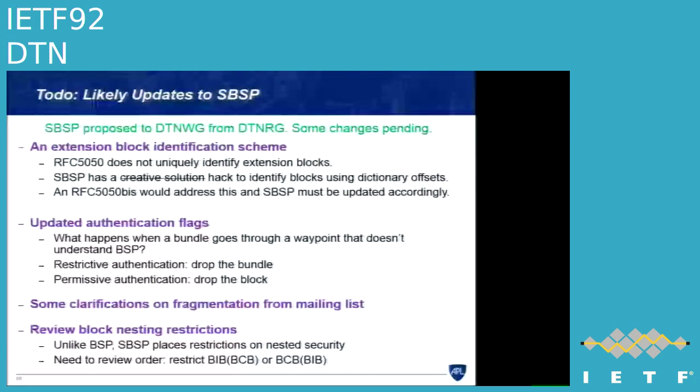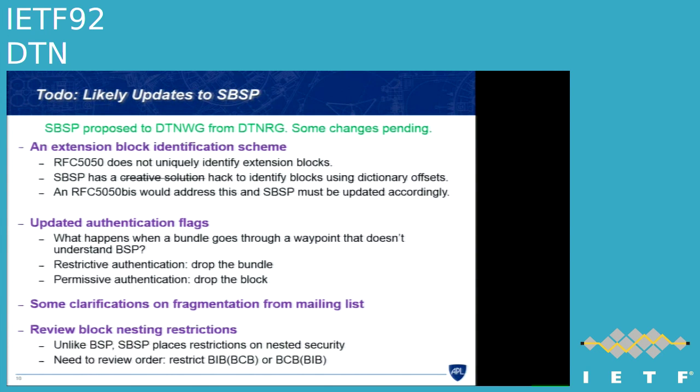There was discussion over the reality that in actual networks, the next bundle protocol hop may not be security aware because this is an extension service, and what do we do about that? And we talked about 2 ways to handle that. I have defined them as restrictive and permissive authentication.